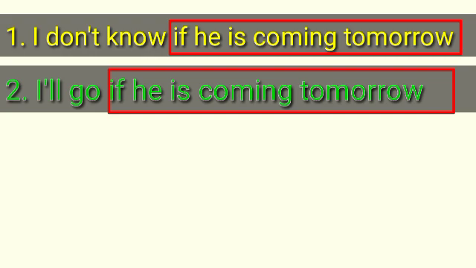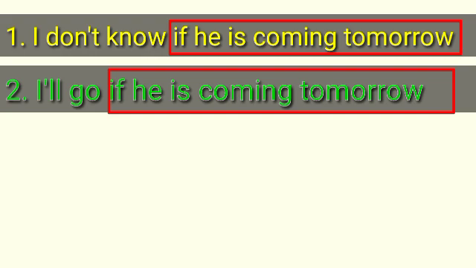But in the first sentence, that is I don't know if he is coming tomorrow, "if he is coming tomorrow" is functioning as a nominal finite WH clause. The same sentence can be written as I don't know whether he is coming tomorrow. Now let's look at the second sentence carefully. The second sentence is different from the first sentence, because in the second sentence, I'll go if he is coming tomorrow, "if he is coming tomorrow" is actually a condition. Earlier is the statement I'll go, on the condition if he is coming tomorrow.